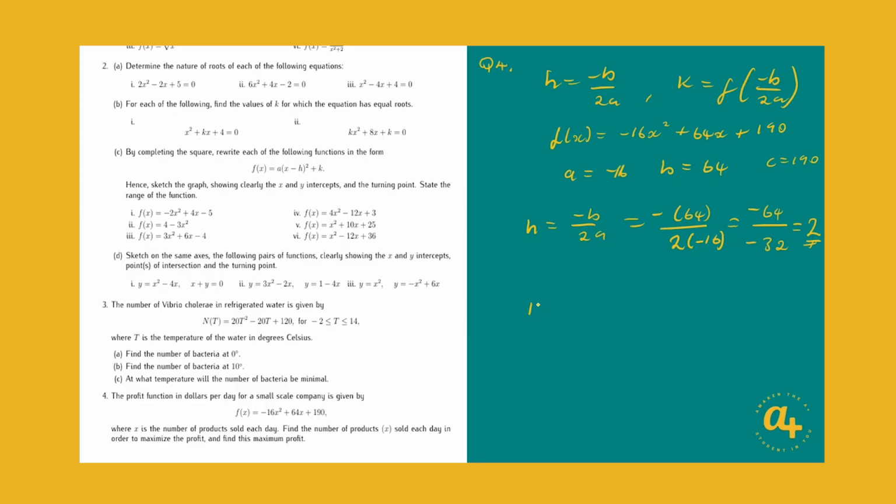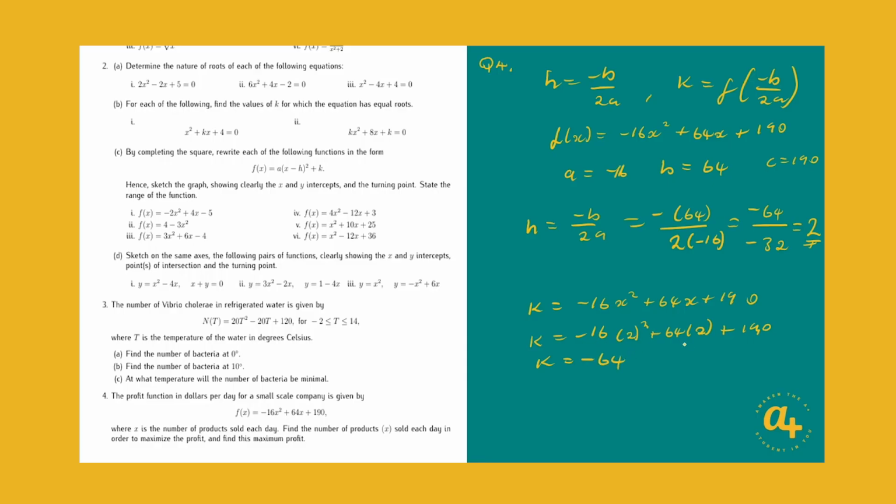So let's find k. So we're going to have k equals negative 16x squared plus 64x plus 190. So we're just going to substitute 2 for x. So wherever we have x, we're going to replace it with the value of h, which is 2, so that we have k equals negative 16 multiplied by 2 squared plus 64 multiplied by 2 plus 190. So our k here is going to be negative 16 times 2 squared. We know that 2 squared is 4, and 4 times negative 16 is negative 64.